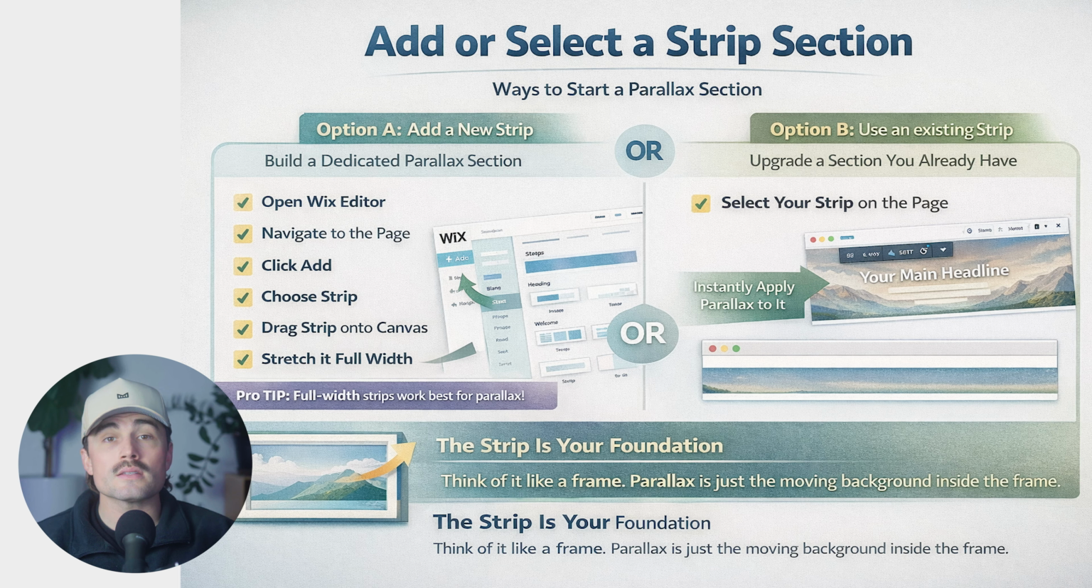Option B, use an existing strip. So maybe your site already has a nice section that you want to upgrade. That's great. You can apply parallax to it instantly. Just click on the strip and you'll see a little toolbar pop up around it. That toolbar is where all your background settings live. Either way, the strip is your foundation. Think of it like a frame. Parallax is just a moving background inside the frame.